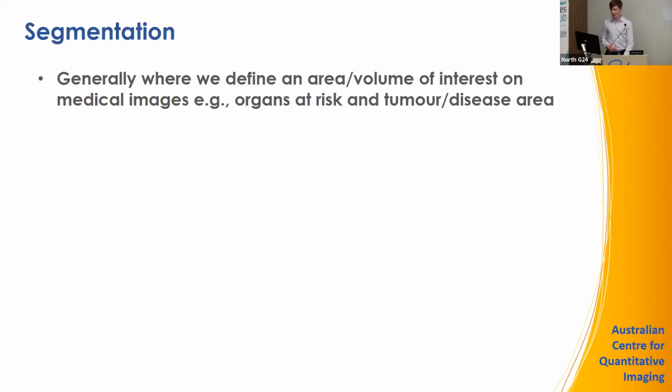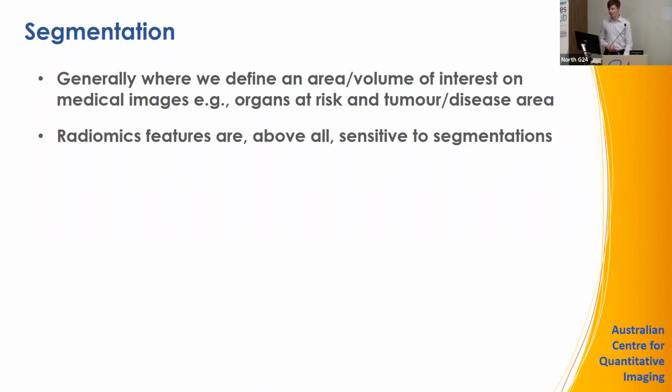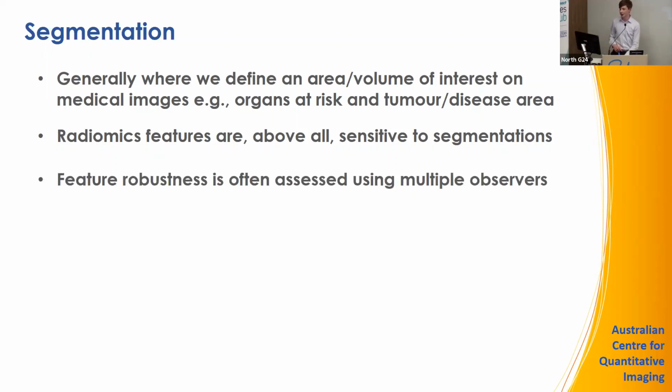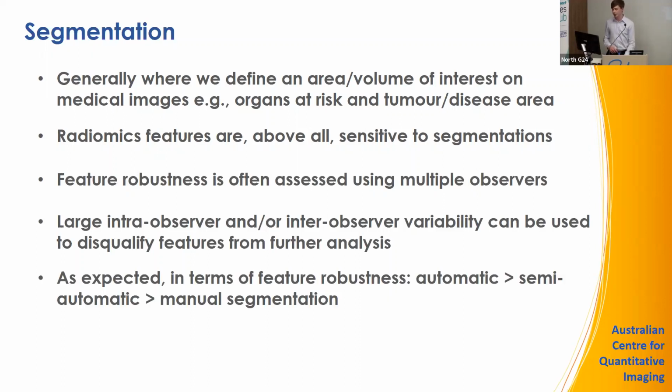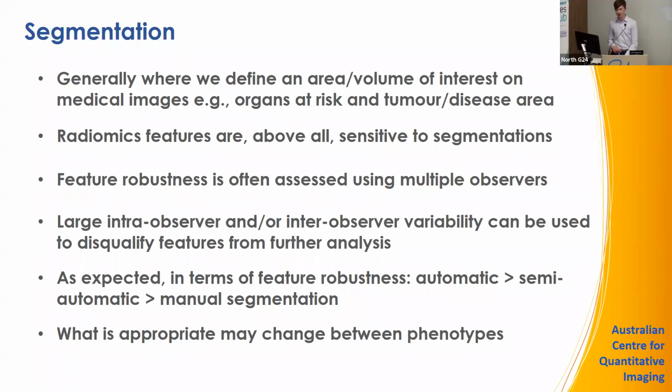So moving to segmentation, this is generally where we define area or volume of interest on medical images, such as organs at risk or tumor or disease area. Radiomics features are above all sensitive to segmentation, so that's where you get the most variability, and this is what the literature tends to point towards. Feature robustness is often assessed using multiple observers. Large inter-observer and/or intra-observer variability can be used to disqualify features from further analysis as a form of feature selection. And as expected, in terms of feature robustness, it's better to have an automatic, then a semi-automatic, and then a manual segmentation, but it's not always practical. What is appropriate may change between phenotypes and what has been agreed in the literature.